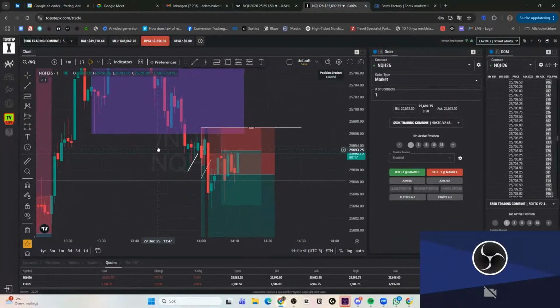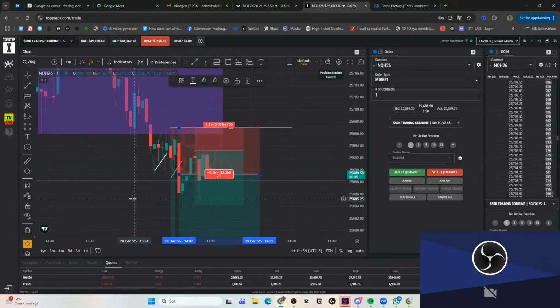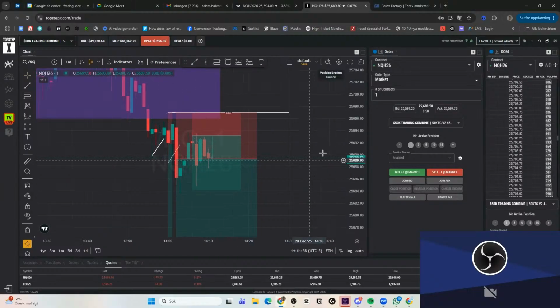And how are we getting that? Well, we're getting all these fake flags, right? So people go short on this breakdown below, stops above there. Another flag, people go short, stops above there. Double top, people go short, stops above there.